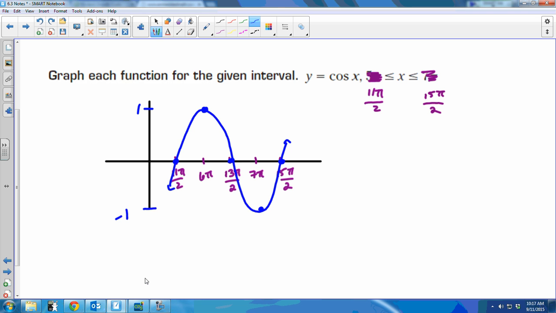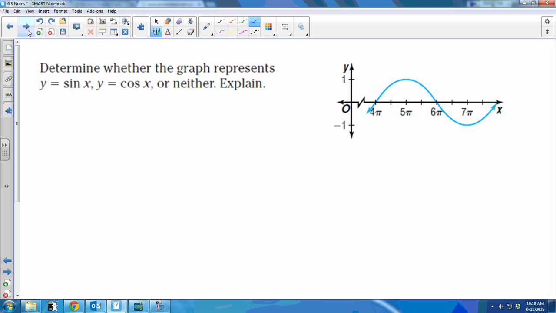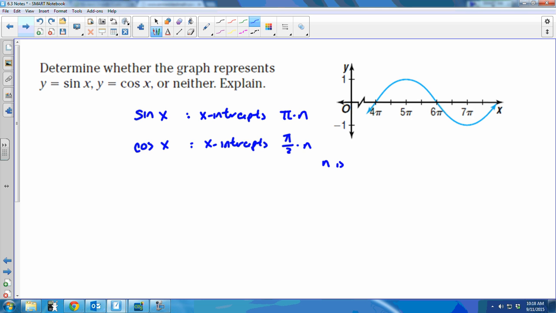All right, the last 3 questions on your homework assignment, preliminary target 9, say, is the curve sine, cosine, or neither of them? Okay, so they're going to give you some curve, and you have to decide. The easiest way to figure out if it's sine or cosine is to look at the x-intercepts. That's the easiest way we've done it so far. So remember that sine x has x-intercepts at all of the pi's, and cosine x has x-intercepts at all the halves. Again, where n is just some integer.